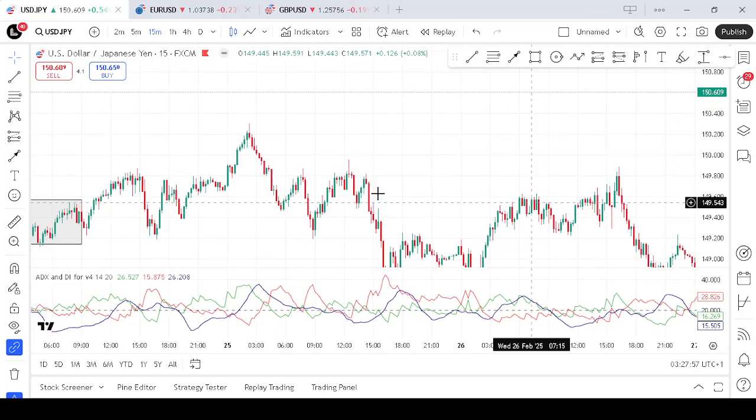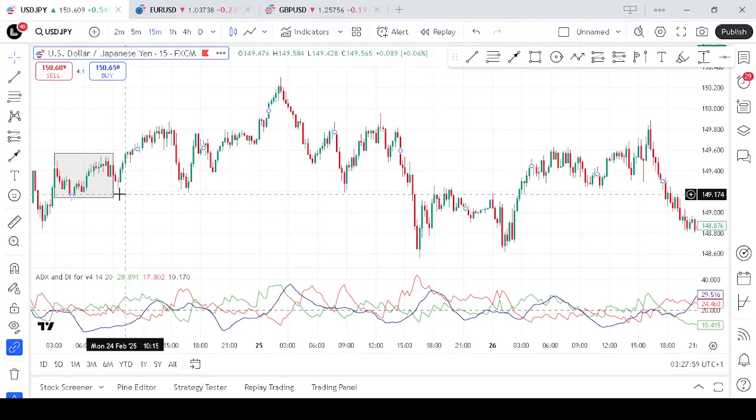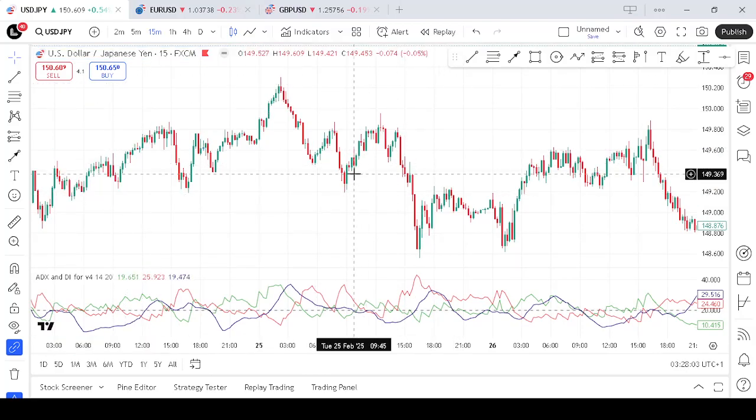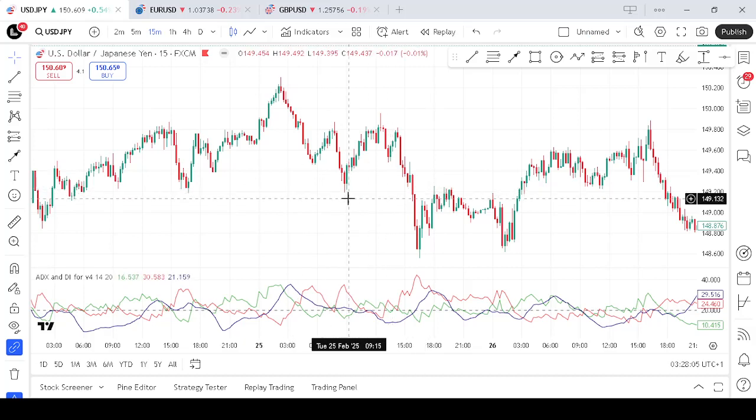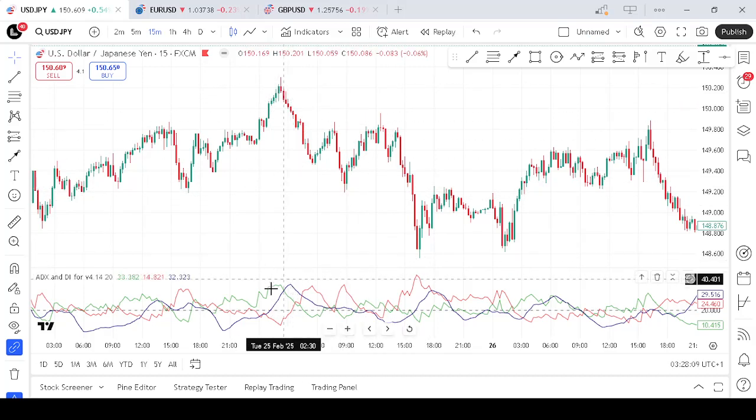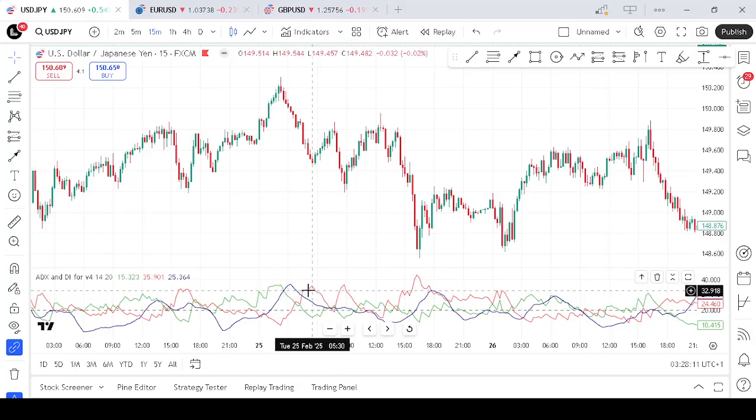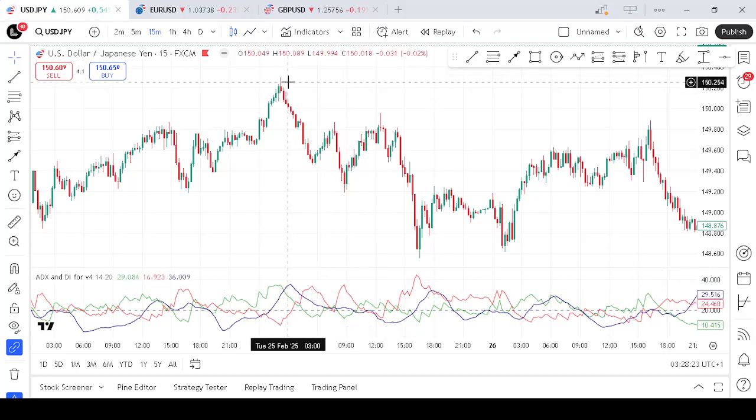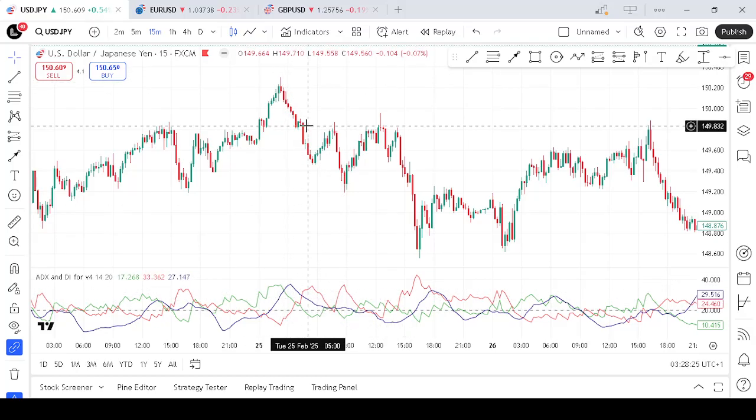For this selling signal, we have to confirm when the negative DI line crosses above the positive DI line. As you can see in this area, the negative DI line crosses above the positive DI line. This red line crosses above the green line and is trading above it. It signals time for lower prices or a downtrend.